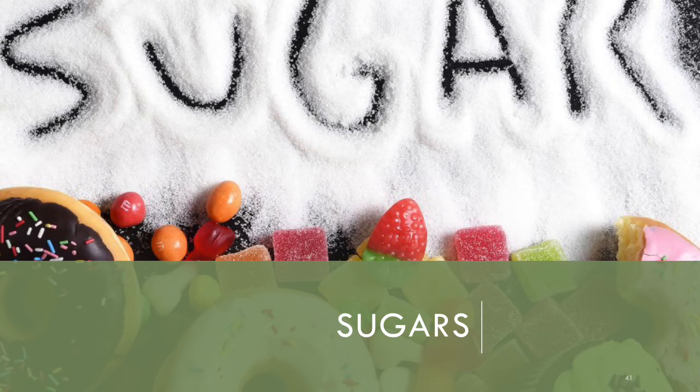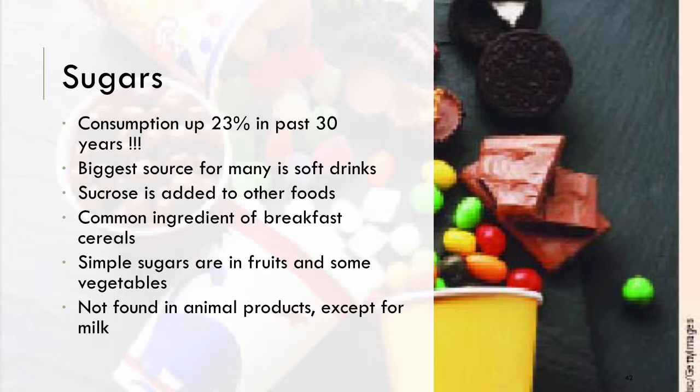We'll now move on to another topic which is actually quite popular right now, maybe because the Health Promotion Board is targeting the amount of sugar that the general population consumes on a daily basis. So let's talk about sugars. The big thing about sugars in these few years is that it deals with the consumption level. The consumption level has increased over the past 30 years, up by 23%.